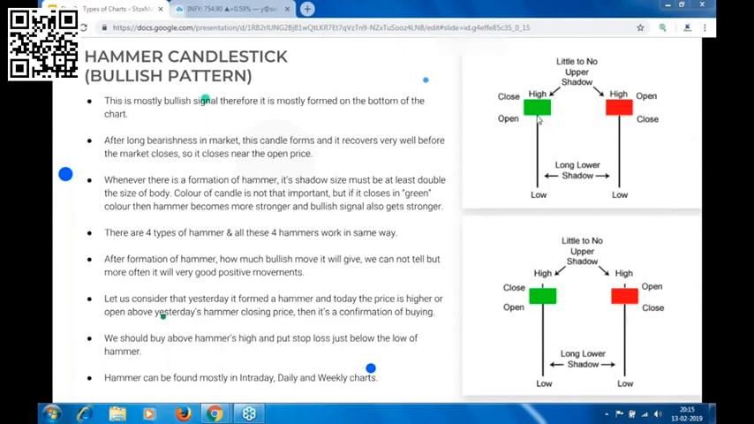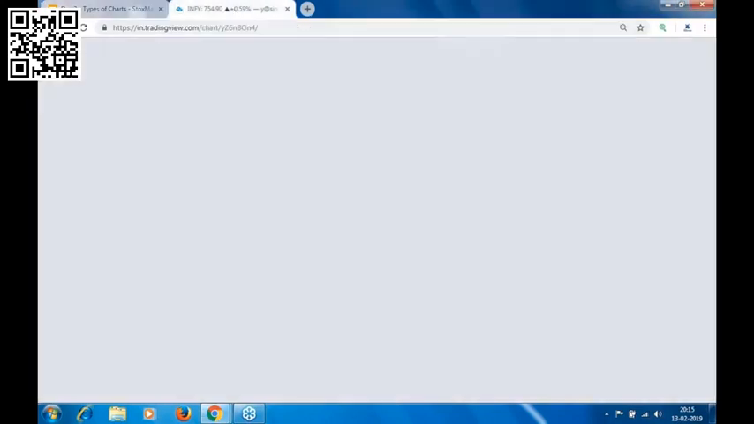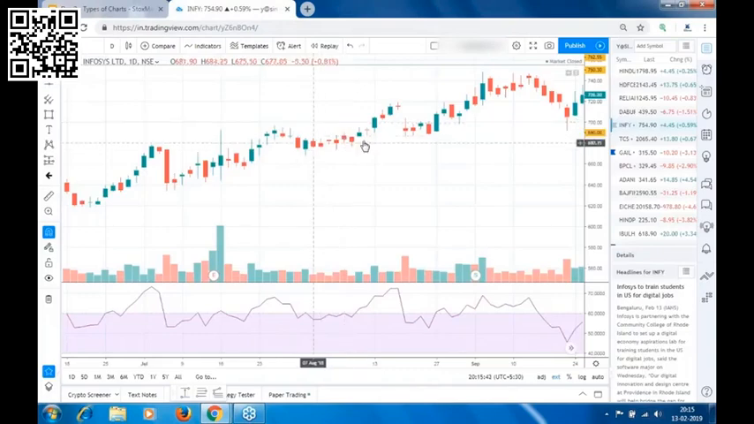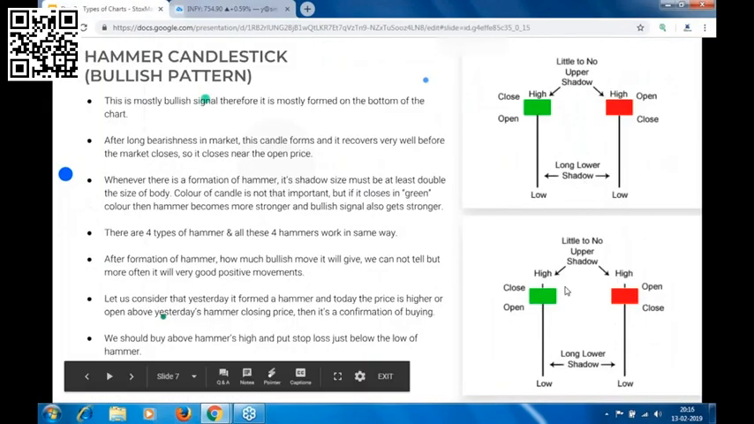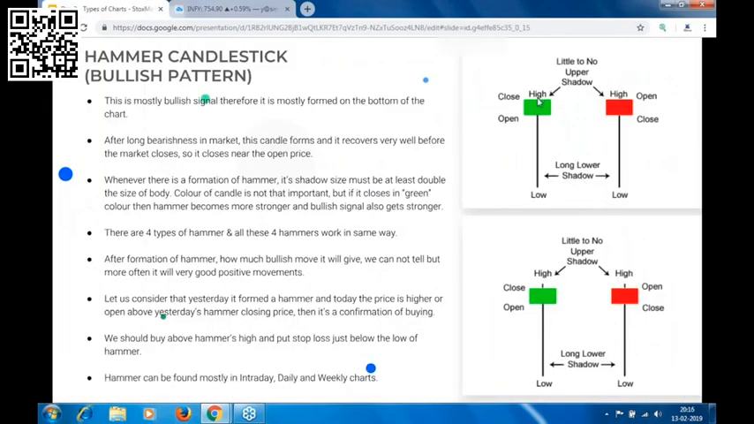And the importance of this candle is only if it is formed at the bottom of the chart. If it is formed anywhere in between the chart, somewhere over here, then this candle has got no meaning to us, because we are looking at trend reversal patterns. Now this candle can have a small upper wick, or there can be no wick at all in this candlestick pattern.